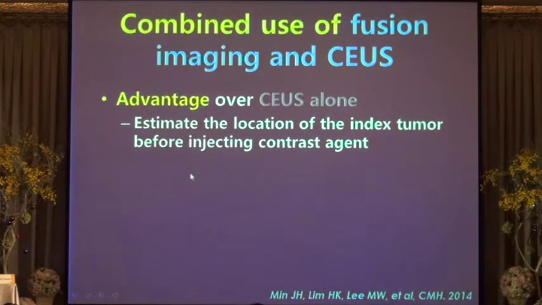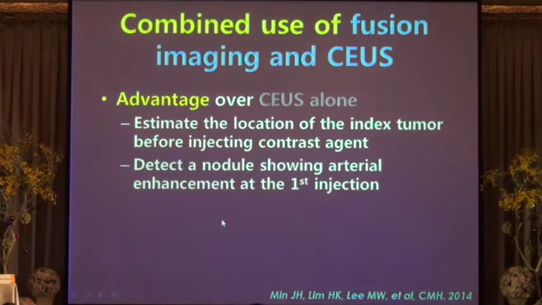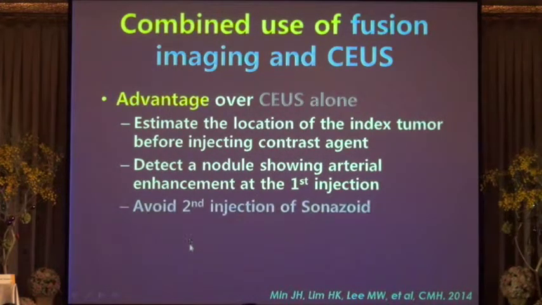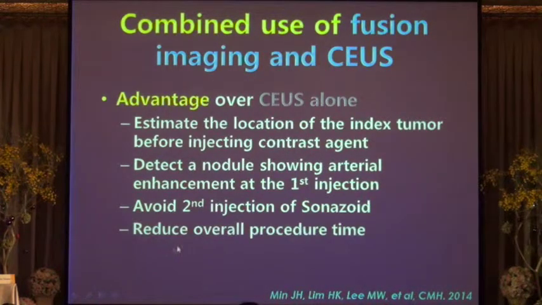With fusion imaging, we can estimate the location of the index tumor before injecting contrast agent. Therefore, it is easier to detect a nodule showing arterial enhancement at the first injection. If so, we can avoid a second injection of Sonazoid, thereby reducing overall procedure time. Therefore, when fusion imaging is available, contrast-enhanced ultrasound should be performed with fusion imaging, not with conventional ultrasound.